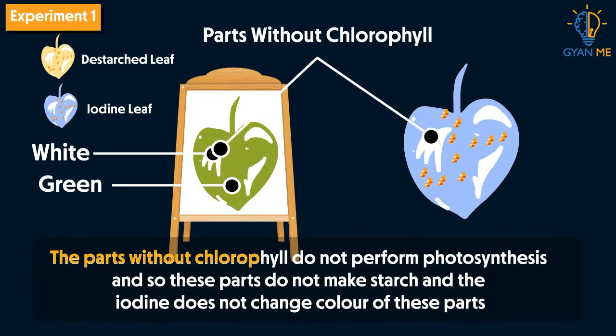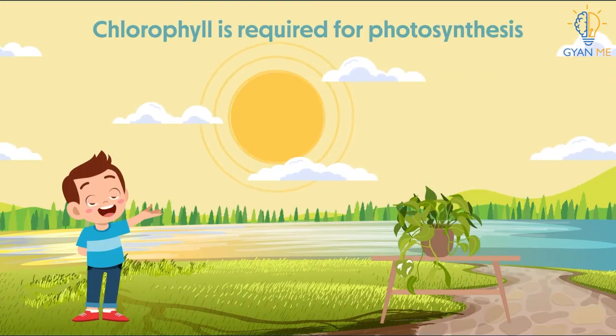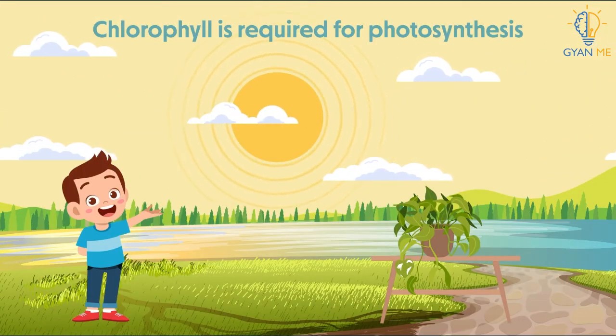The parts without chlorophyll do not perform photosynthesis, and so these parts do not have starch and the iodine does not change the color of these parts. This experiment proves that chlorophyll is required for photosynthesis.